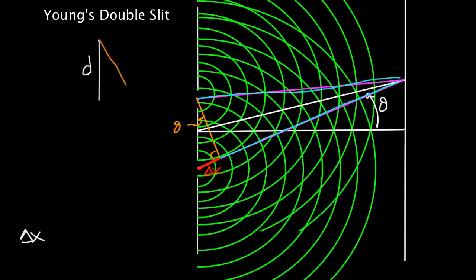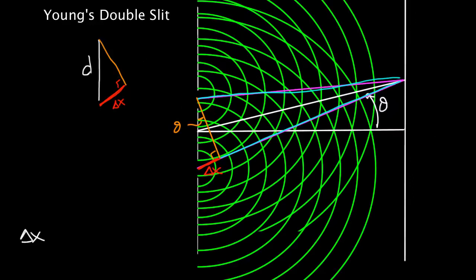And then I've got this path length difference this way. So this is my triangle, and this is supposed to be a right angle. This side's delta x, the path length difference, the extra amount that the wave from the bottom hole had to travel compared to the wave from the top hole. Well, this is trigonometry. Here's my right angle.